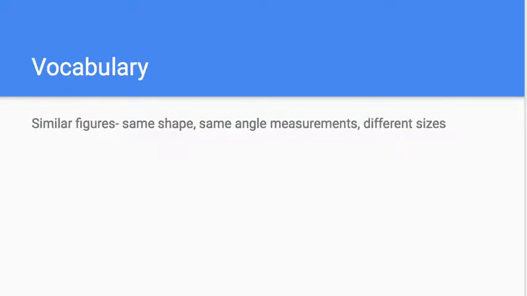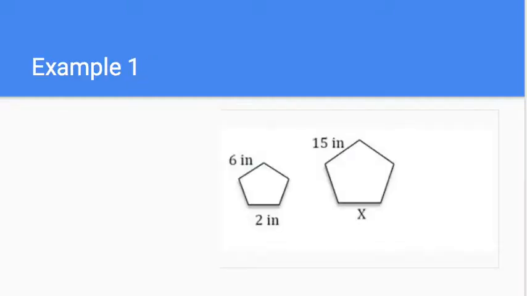And similar figures, remember, are the same shape, they have the exact same angle measurements, they just have different sizes. So one is going to be larger than the other. If you remember, whenever we did dilations, they create similar figures. So here's example number 1.